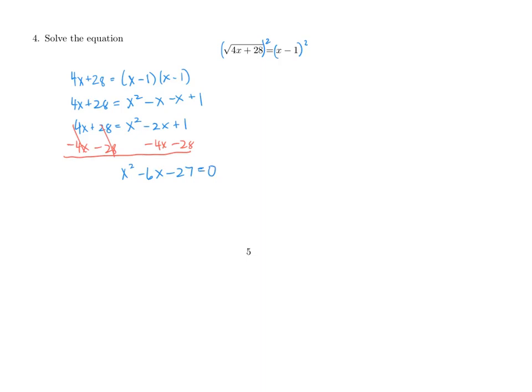And now I'm going to try to factor that. So this one will factor into x minus 9, x plus 3. Actually, I think this is the same quadratic we had above. So negative 9 times 3 is negative 27, and negative 9 plus 3 is negative 6. And so now we can solve by setting each linear equation equal to 0. So we're going to get the same thing we did before, a 9 and a negative 3.